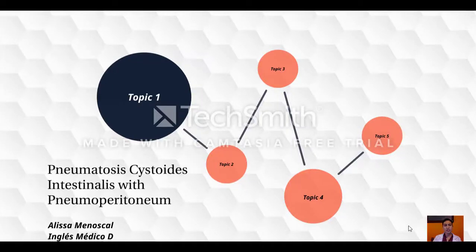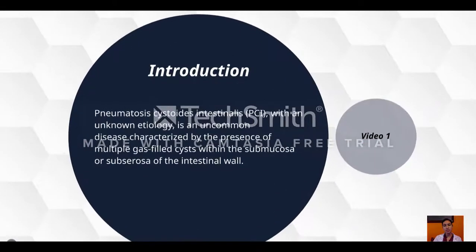Pneumatosis cystoides intestinalis with pneumoperitoneum. Introduction. Pneumatosis cystoides intestinalis, or PCI, with an unknown etiology, is an uncommon disease characterized by the presence of multiple gas-filled cysts within the submucosa or subserosa of the intestinal wall.